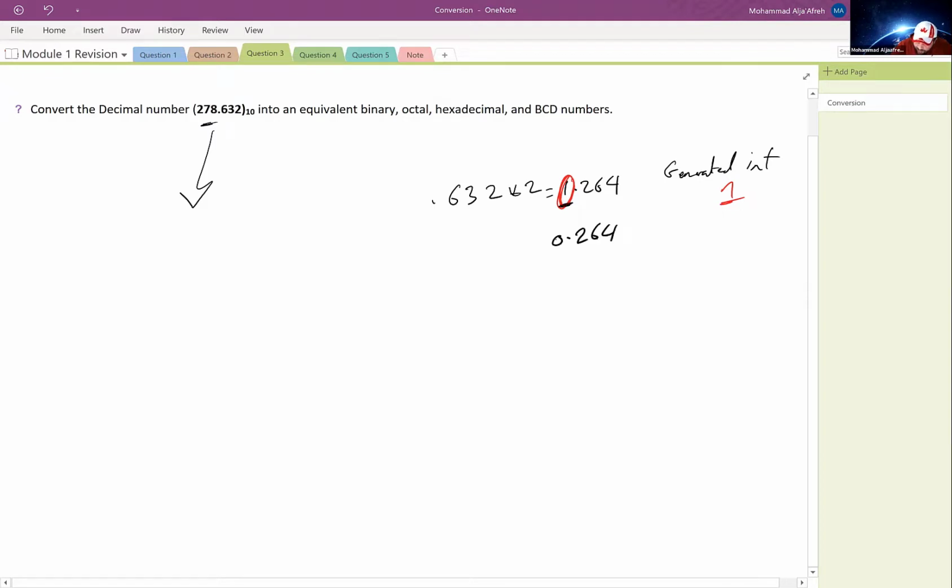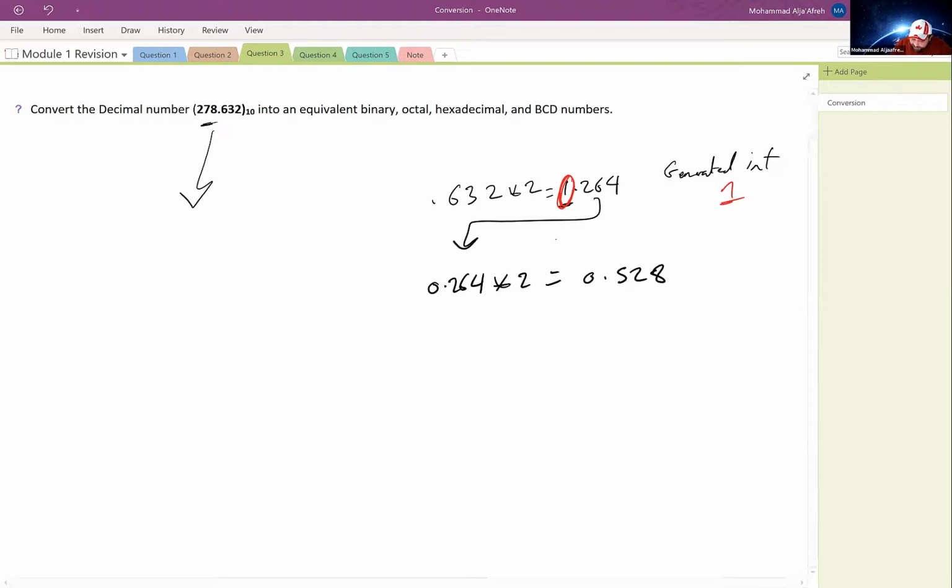0.264, sorry. So the fractional part now is 0.264 multiplied by 2 again, that's equal to, this is 8, 12, then 4, so the answer is 0.528.